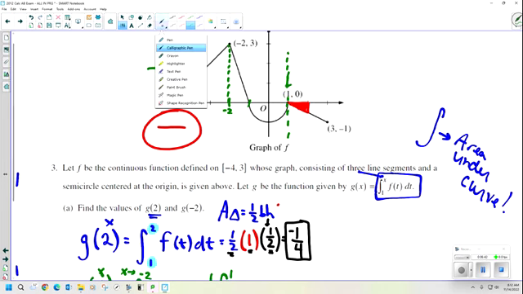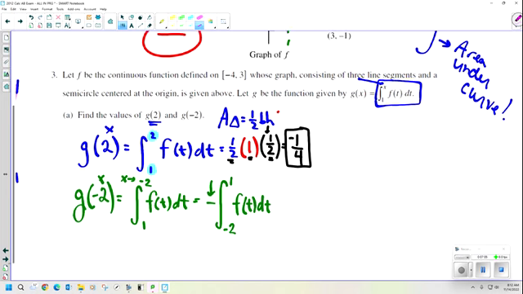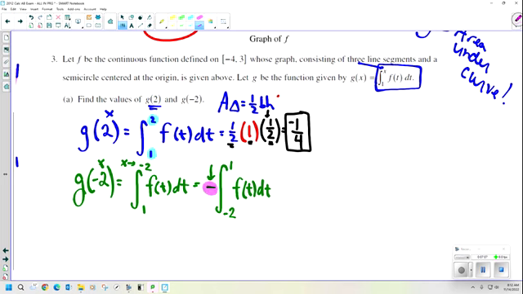So we want the area of this triangle, which should be positive because it's above the x-axis. And we want the area of this semicircle, which should be negative because it's under the x-axis. We're going to combine them. And let's not forget, whatever answer we get, we still need to negate it. So let's do some math.